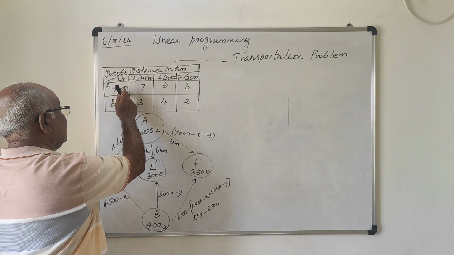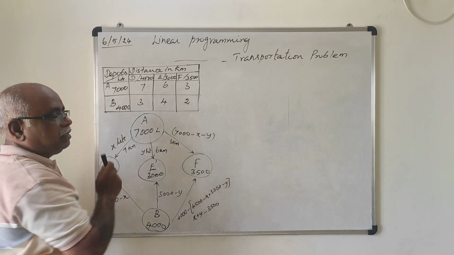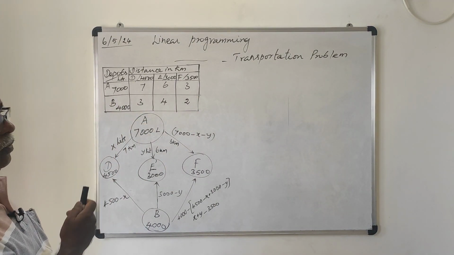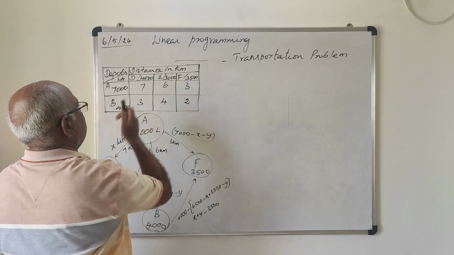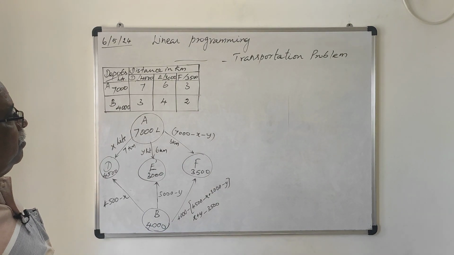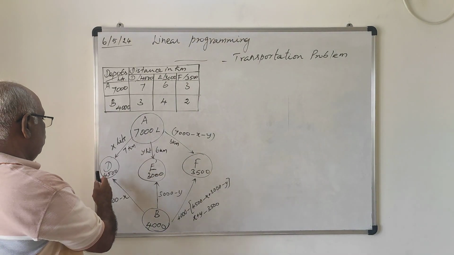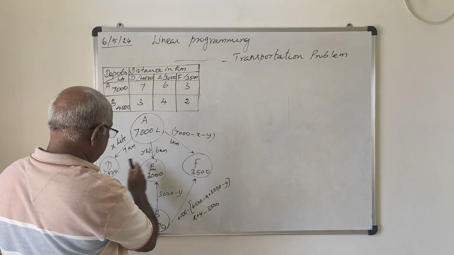having 7,000 liters of oil and capacity of the depot B is 4,000 liters of oil. From these two depots, the oil is transported to three different pumping stations D, E and F. The requirements of the pumping stations are 5,000 liters, 3,000 liters and 3,500 liters respectively.